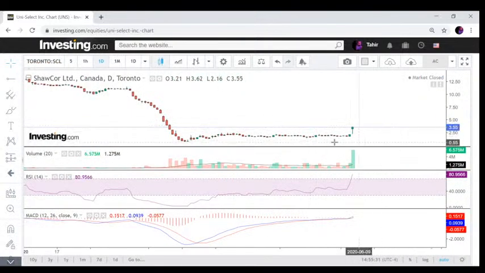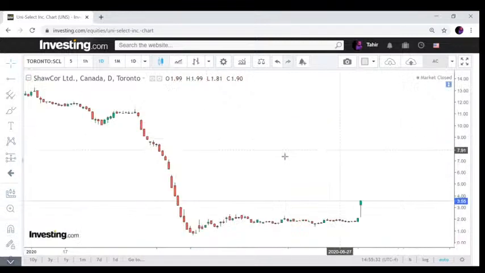Shawcor was in a very, very long consolidation phase. I told you in the last session, the longer the consolidation phase, the stronger the momentum whenever it breaks out. So it broke out of the consolidation phase, and you can see from 1.7, the closing price of 2.08, from 2.08 to 3.55, a huge, tremendous move.